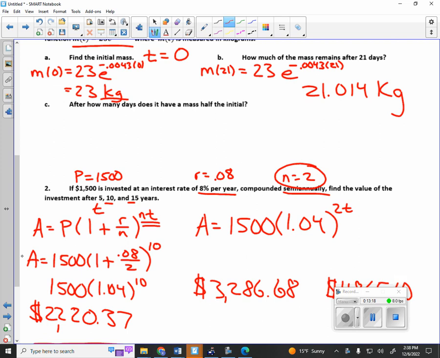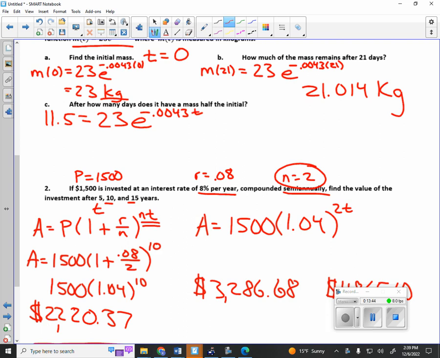How many days, after how many days does it have half the initial mass? Well, that's a big question, because in this one I'm trying to find time, aren't I? What is half of the initial mass? If the initial mass is 23, what's half of that? 11.5. So when is 11.5 equal to 23e to the negative 0.0043t?